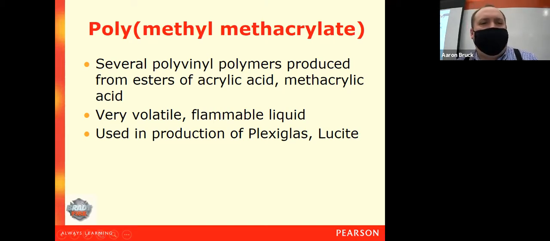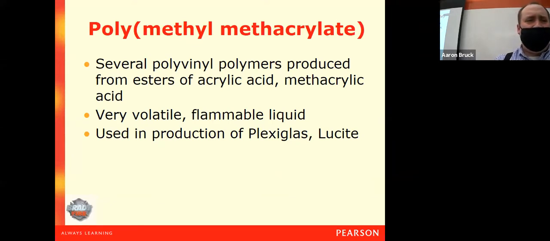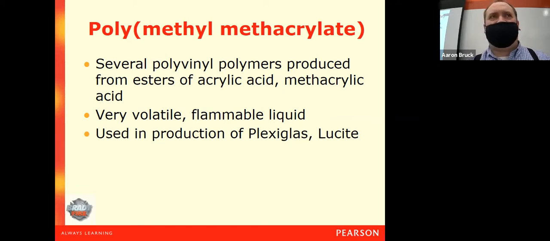Let's move on now to polymethylmethacrylate. This is actually a class of polymers, so I'm not going to draw the monomer structure because there really isn't one single structure. But what we have here are polyvinyl polymers that are produced from esters of acrylic acid and methacrylic acid. It's polyvinyl, but it's got some elements of condensation polymerization in it as well.